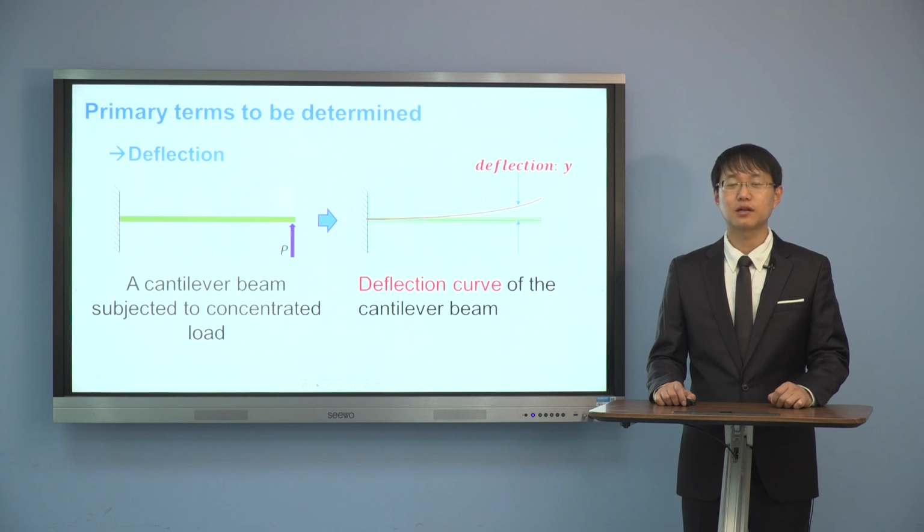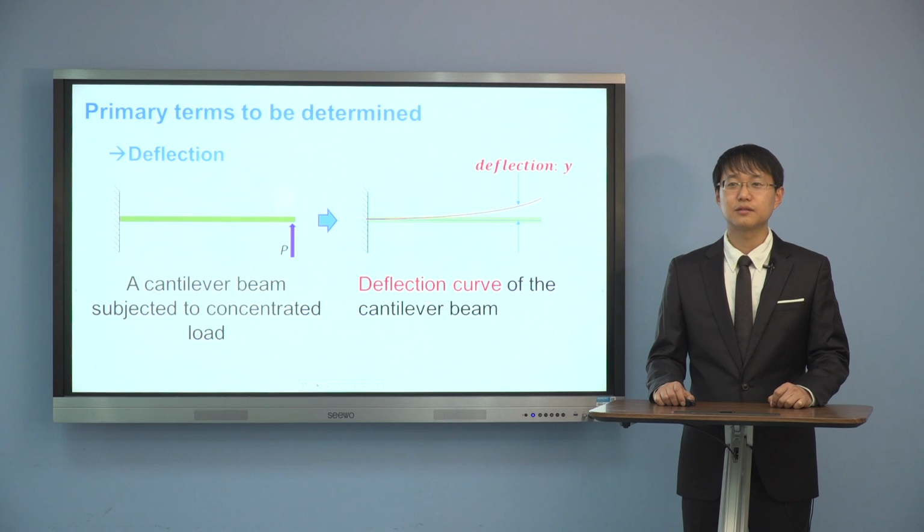And another kind of primary term is deflection. Deflection is defined as a distance between a point at initial beam and a point at deflected beam. As shown in this figure, concentrated load is applied at the free end of cantilever beam.